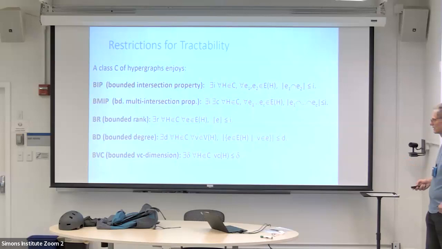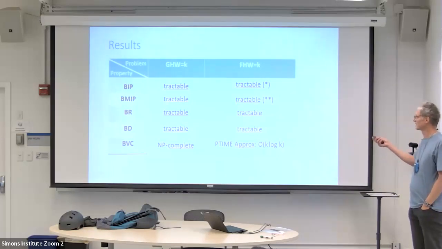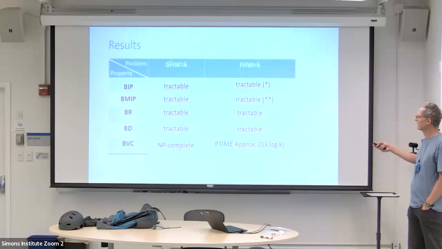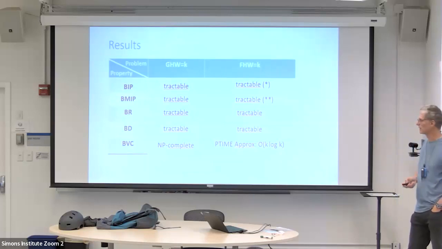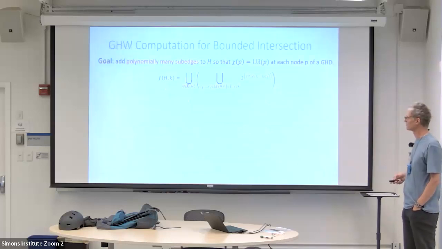And let's forget about the VC dimension. There are more interesting things I would like to talk about. It's clear that bounded rank implies bounded intersection property, and this in turn implies bounded multi-intersection property. And bounded degree, of course, also implies bounded multi-intersection property. And what we actually showed is that with all these restrictions, we end up with polynomial time algorithms for recognizing low generalized hypertree widths or low fractional hypertree widths. Yeah, the asterisks just mean that these results were shown in later papers.